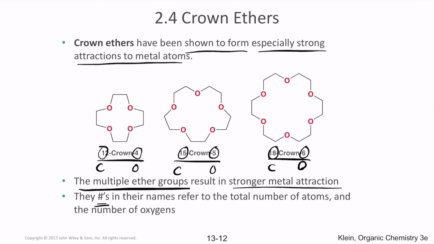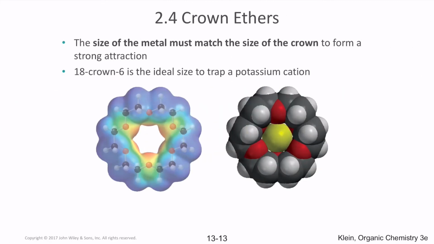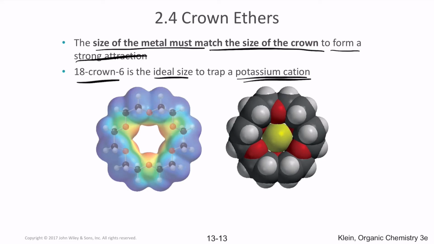Now let's take a look at the example here. The size of the metal ion must match the size of the crown to form a strong attraction. For example, 18-crown-6 is the ideal size to trap the potassium cation, because this space can only be filled by a potassium cation. It is easily attracted there because the interior concentrates a lot of partial negative charge, which means that any atom with a positive charge can easily get attracted to all that negative charge in one place.